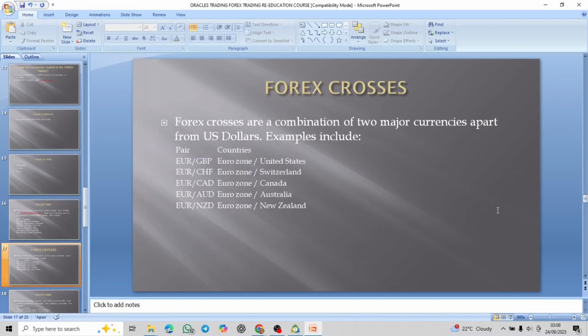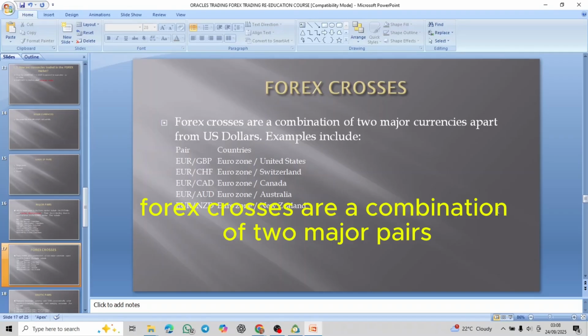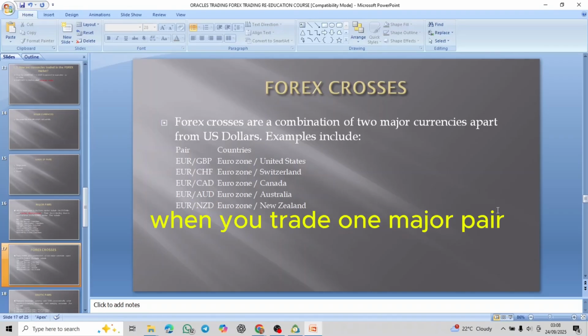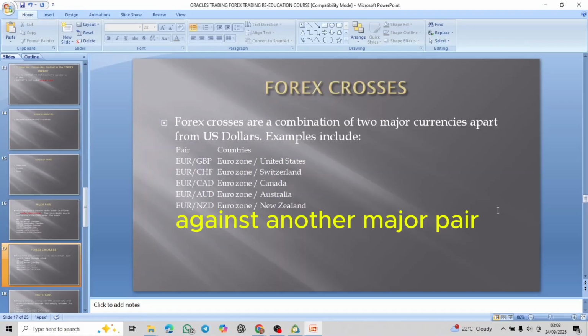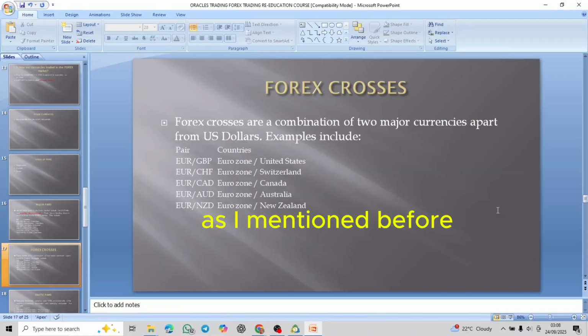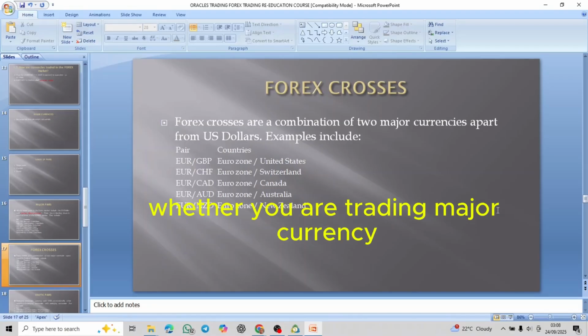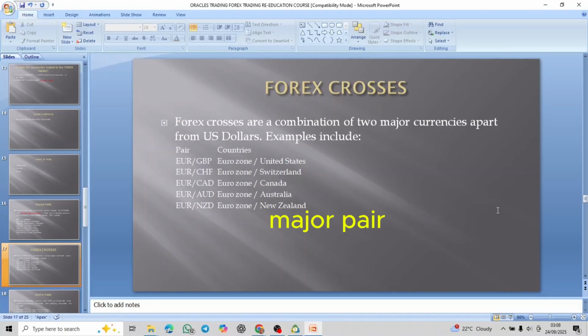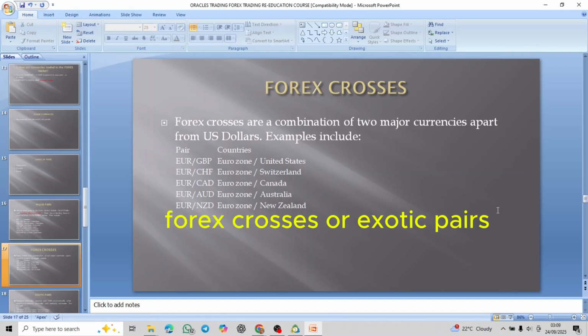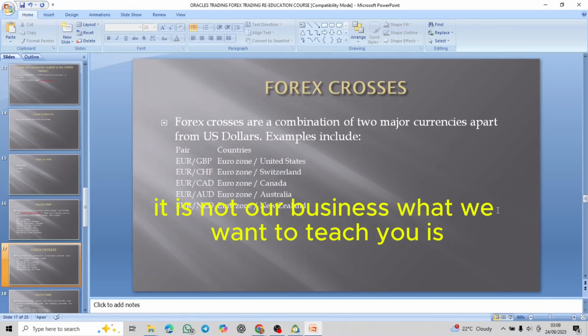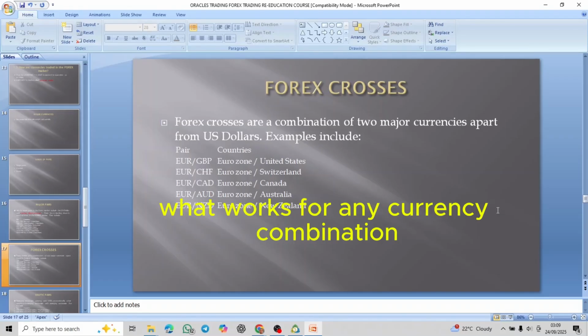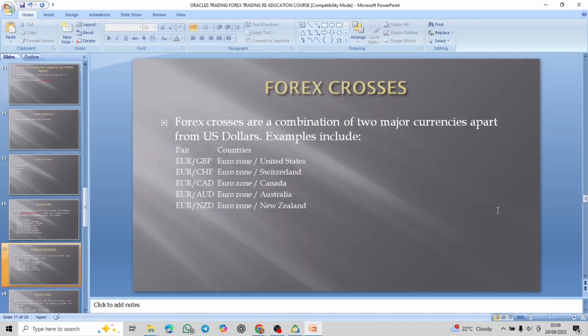Forex crosses are a combination of two major currencies apart from the US dollar. So when you trade one major currency against another major currency, that is a forex cross. As I mentioned before, we are not too concerned whether you are trading major pairs, forex crosses, or exotic pairs. It is not our business.